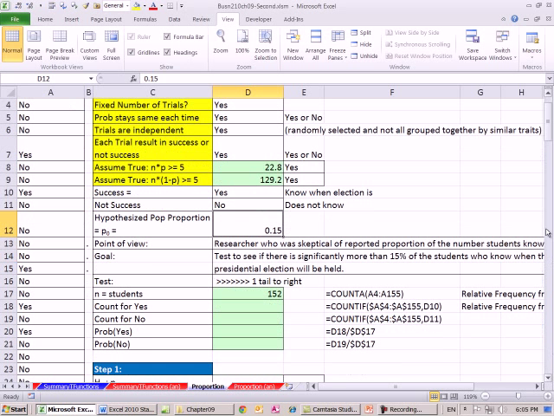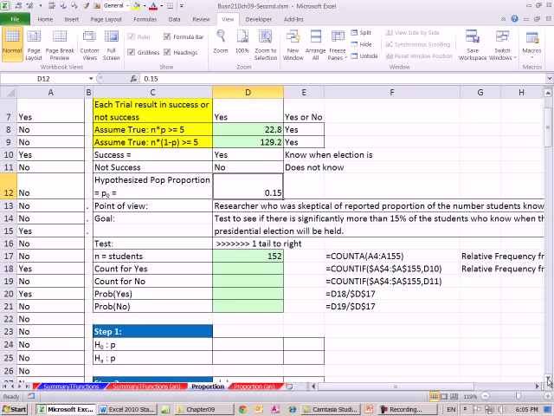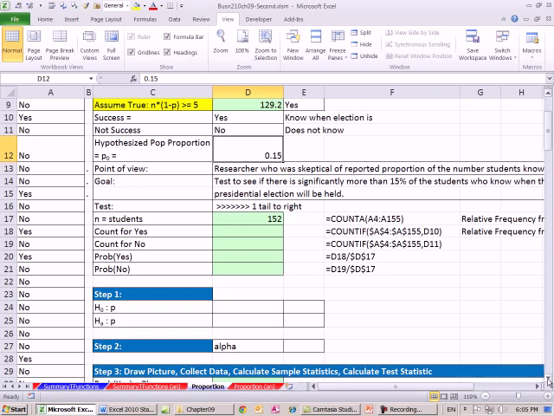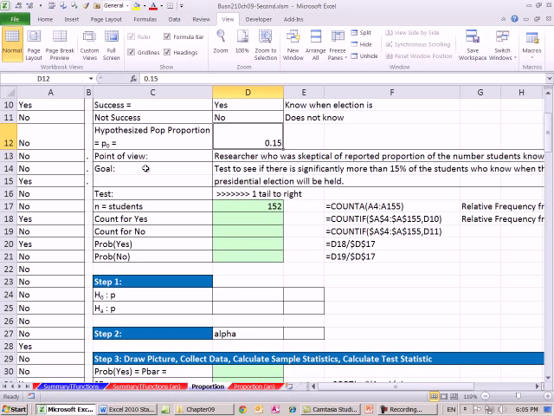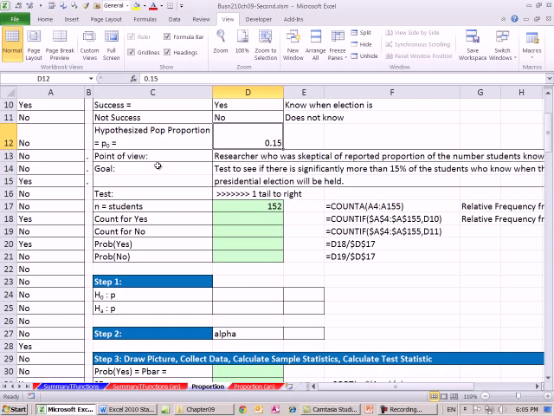Now, before we set up our test, let me scroll down here. We have to look at the point of view and the goal. The point of view is a researcher who is skeptical of a reported proportion of the number of students who knew when the presidential election was. So that's our point of view.